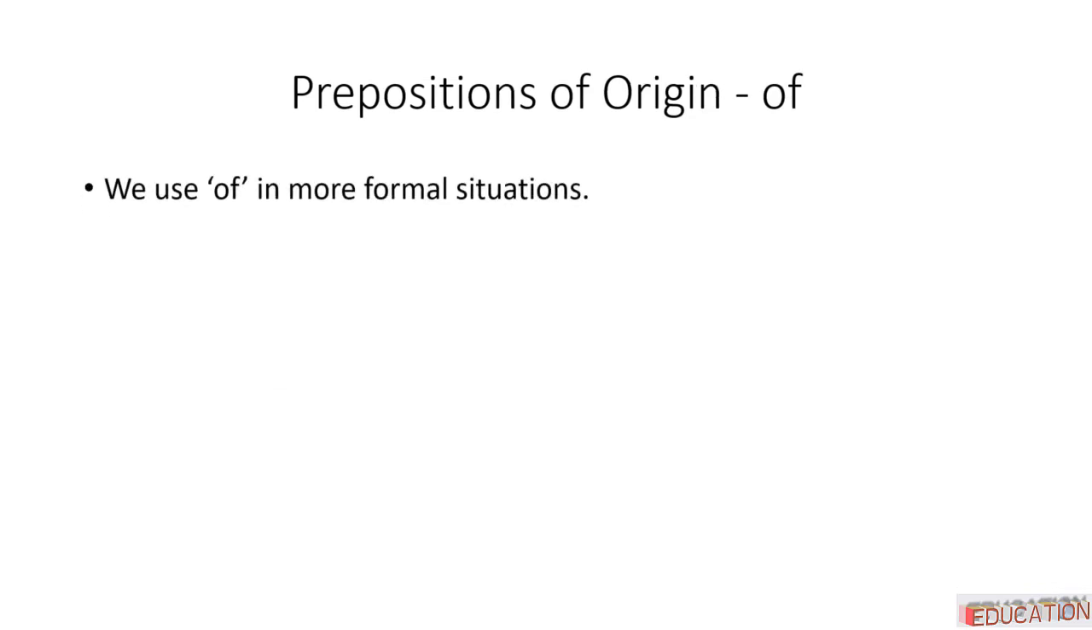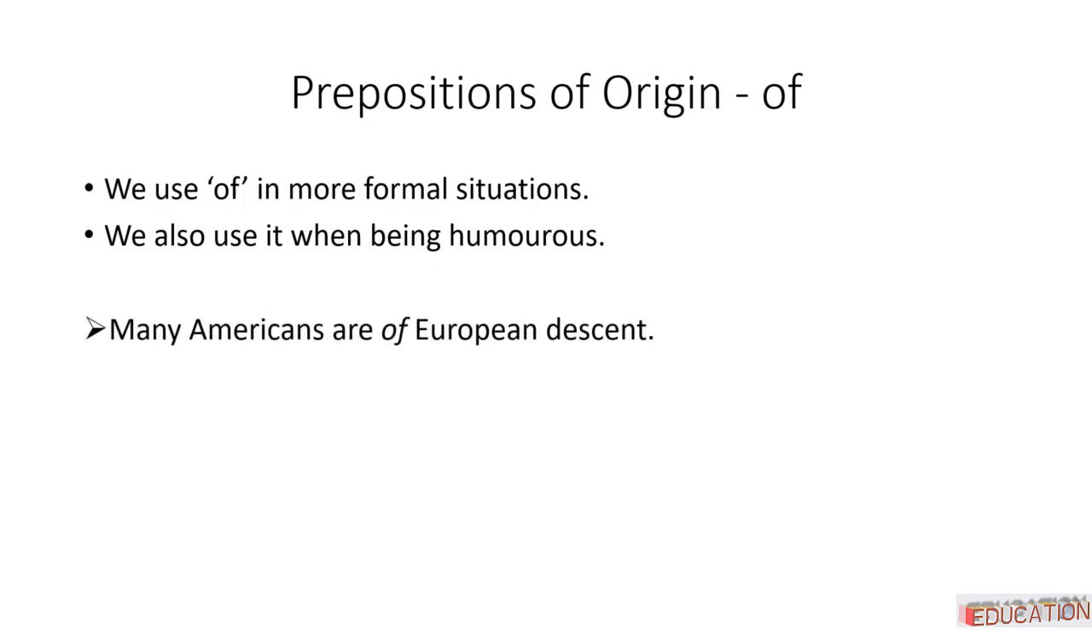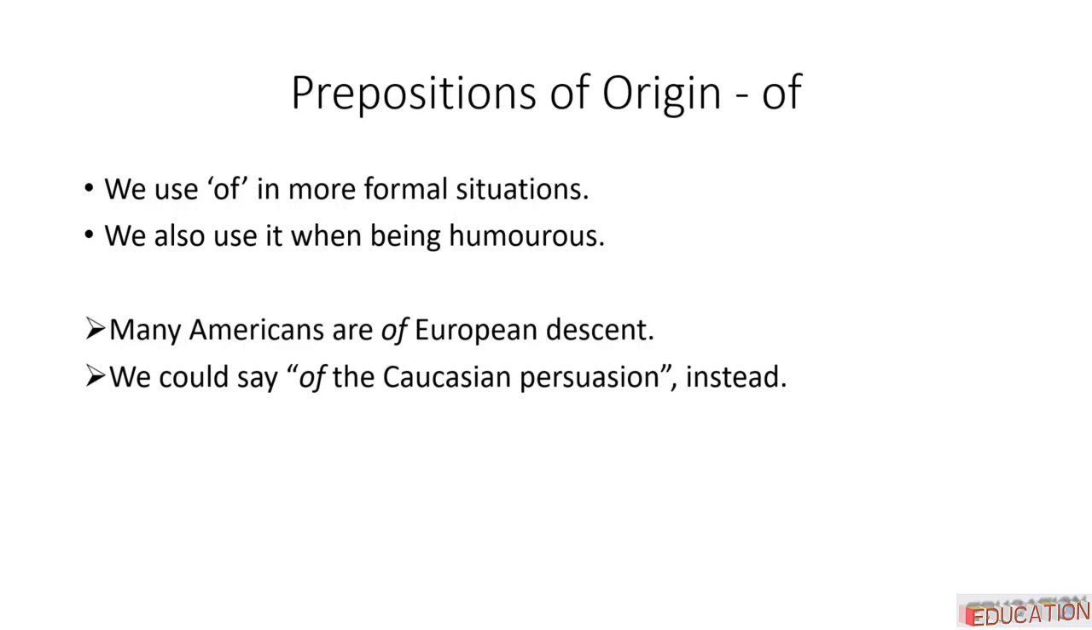We use of for more formal situations, and we also use it when we're being a bit funny or comic or humorous. The formal way of expressing this information would be many Americans are of European descent. But you could, of course, say of the Caucasian persuasion if you wanted to make it less formal and a bit more funny. Or another example, I think the AK-47 rifle is of Russian origin.